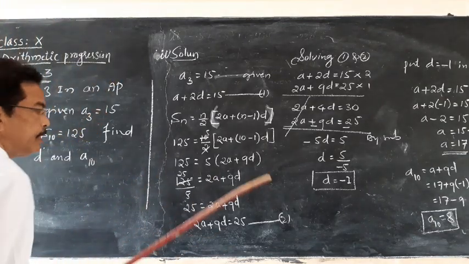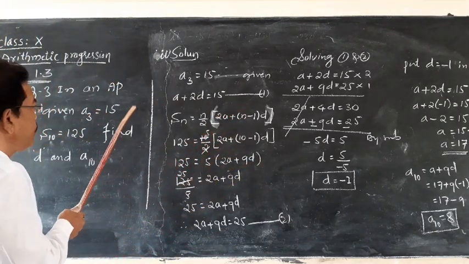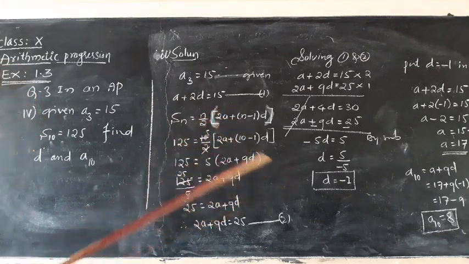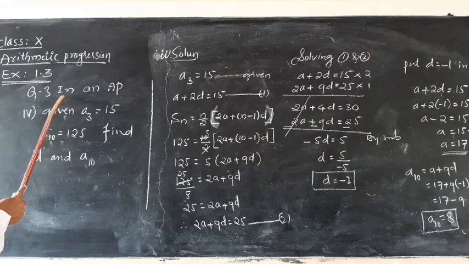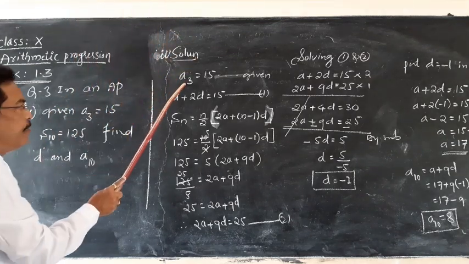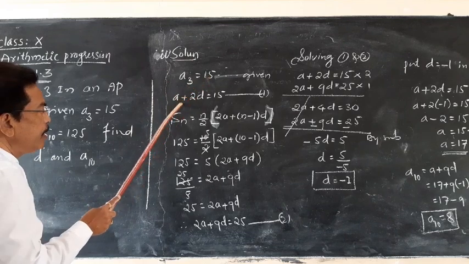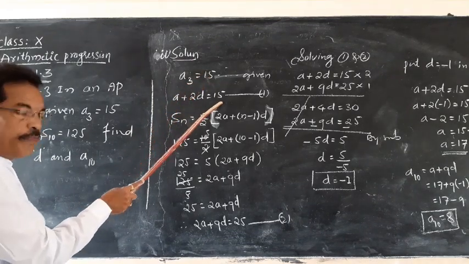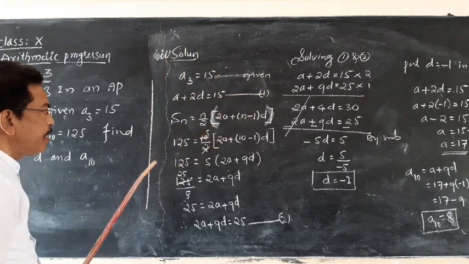See, this type of problem carries 3 marks. So carefully observe this solution. Given A3 is 15, what did I do? A3 is 15, I wrote the meaning of this statement. A3 means a plus 2d equals 15. This is equation number 1.